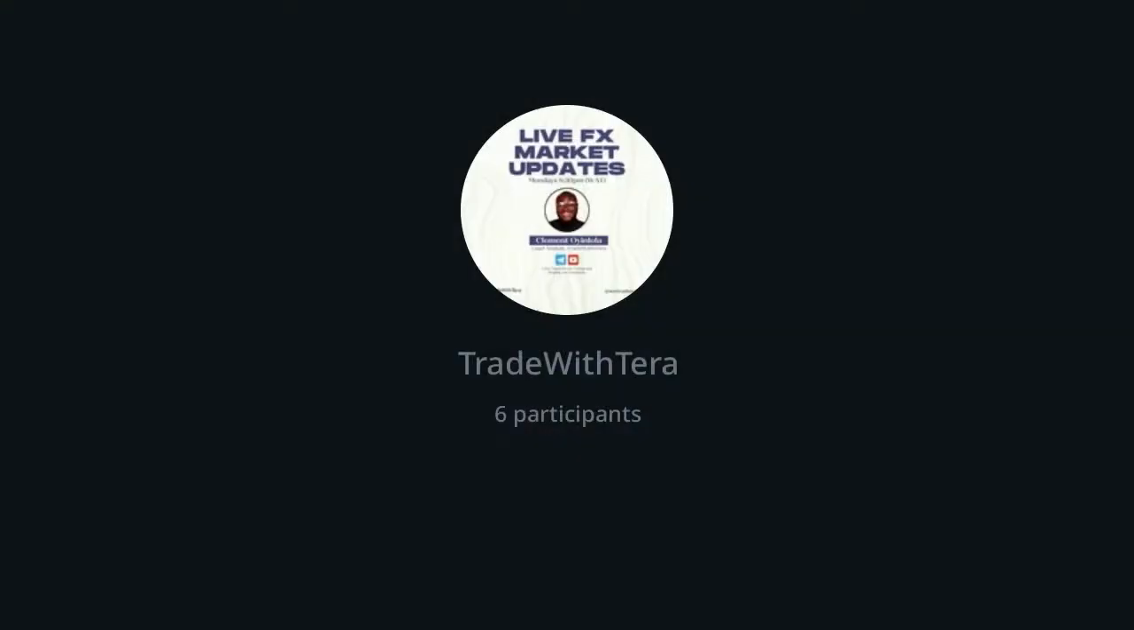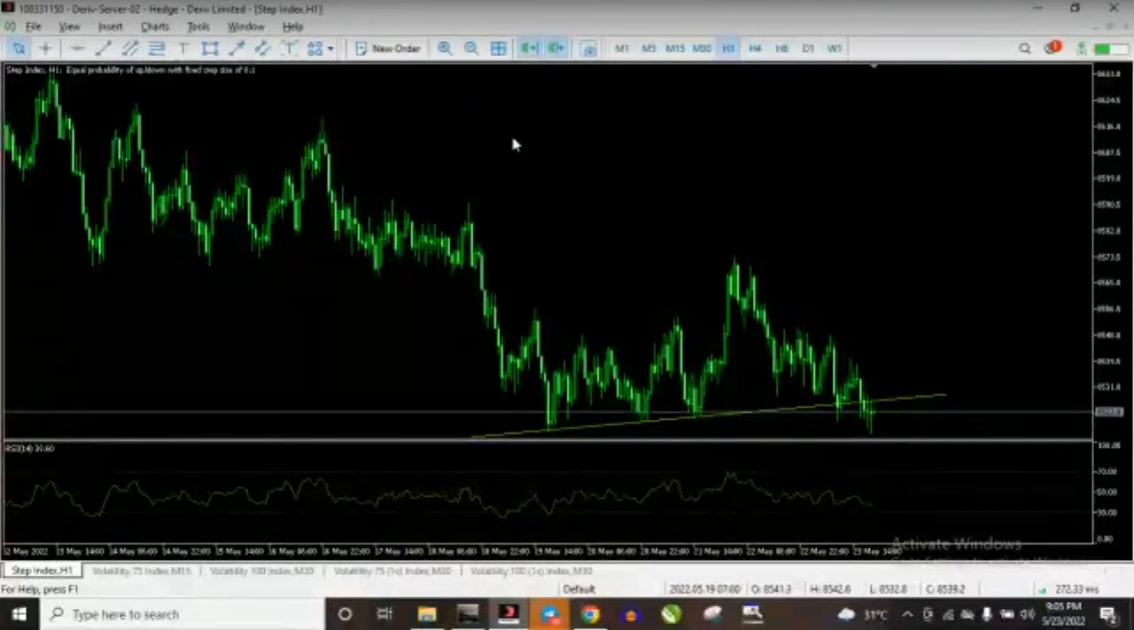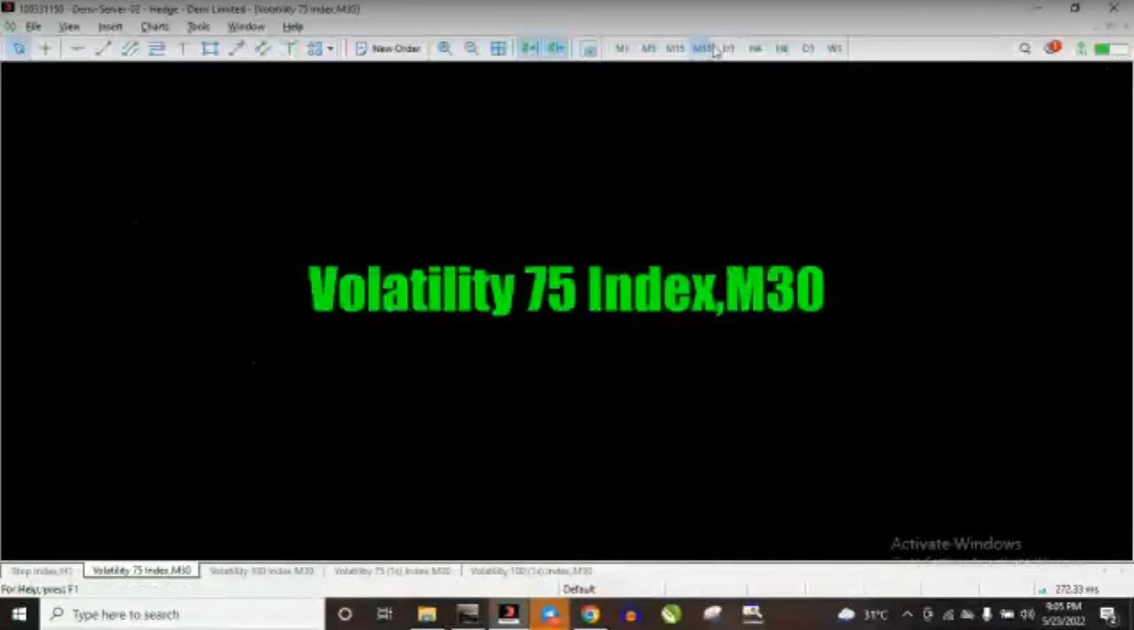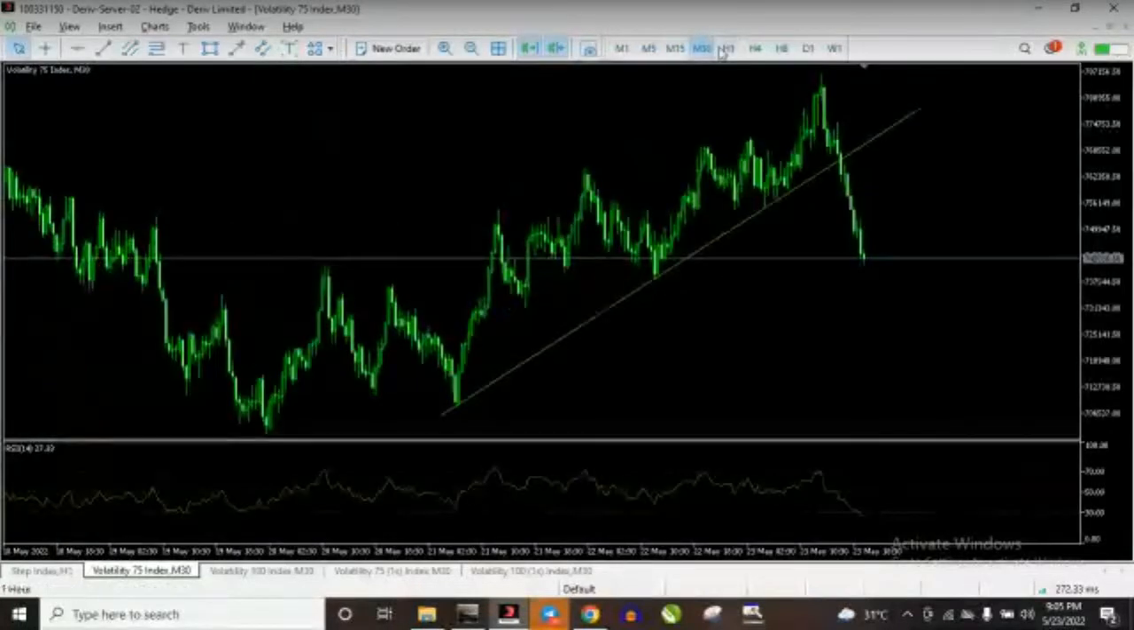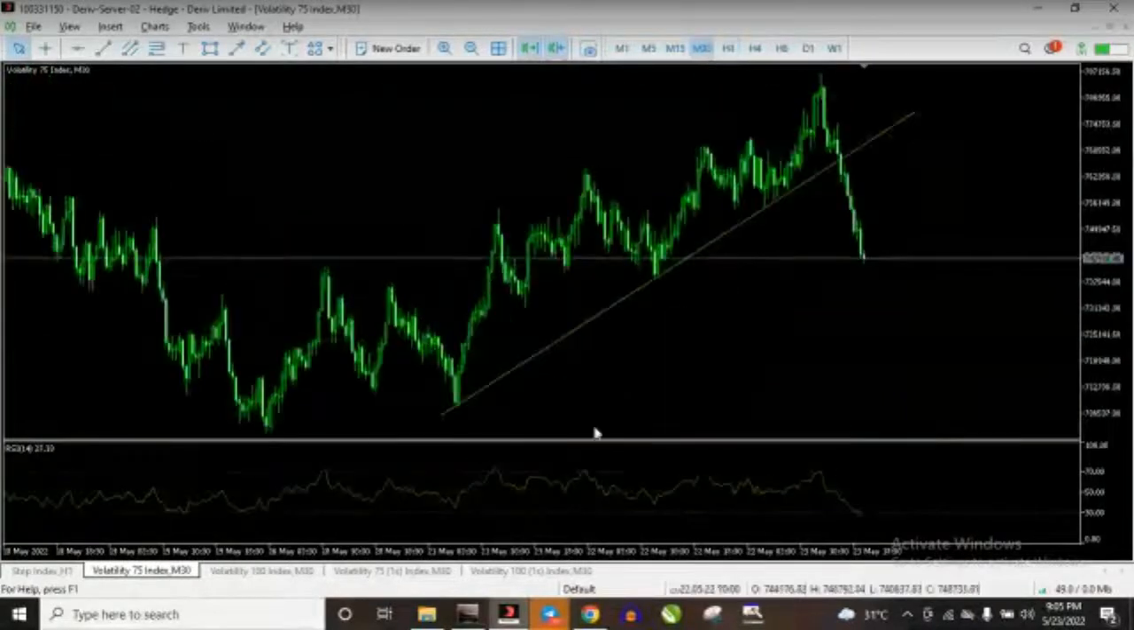Now, see this right here. You may think this one is to sell, but you'll be shocked that this is not going to sell. One thing I've always been using to judge my step index is what is happening on V75. V75 and step index are negatively correlated in the sense that if step index is buying, V75 will be selling. So I traded V75. This V75 gave me close to $120 in profit. Now, if V75 is selling, expect step index to buy.